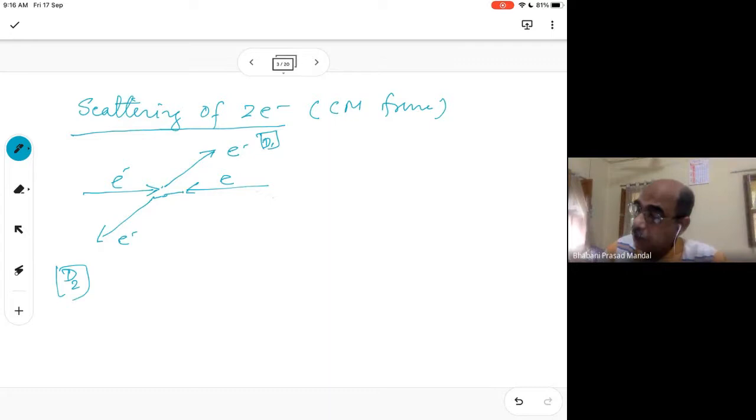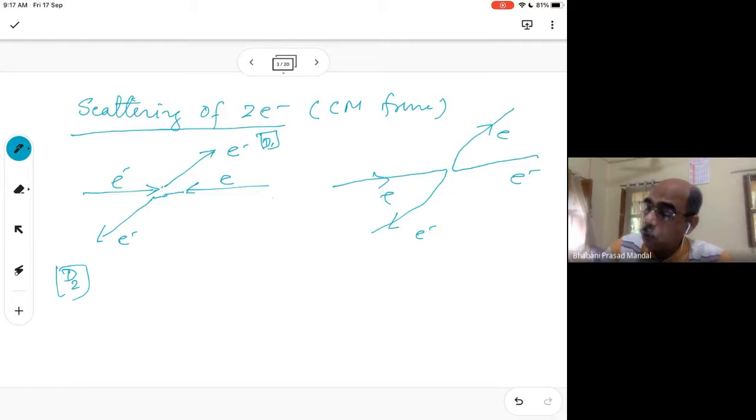That means this possibility is also there. So we don't know which is the actual scattering kinematics. Does the one from the left go to D1, or does the one from the left go to D2? That we don't know. So one has to describe quantum mechanically both the possibilities. But classically, there is no indistinguishability in classical mechanics.